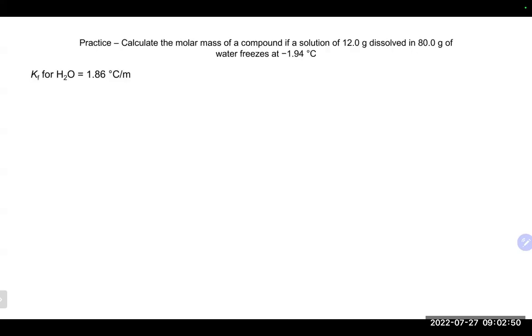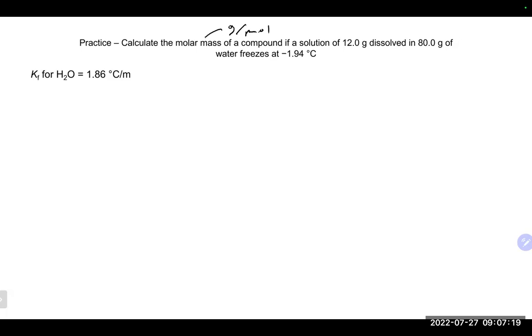All right, so why don't you give this a try, see what you come up with. Calculate the molar mass of a compound. If a solution is made by taking 12 grams that's dissolved in 80 grams of water and it freezes at minus 1.94 degrees Celsius. So we're looking for something a little bit different here. We're looking for grams per mole. So see what you come up with on this. Since water is our solvent here, we would use the Kf for water again at 1.86. So take a couple minutes, see what you come up with.